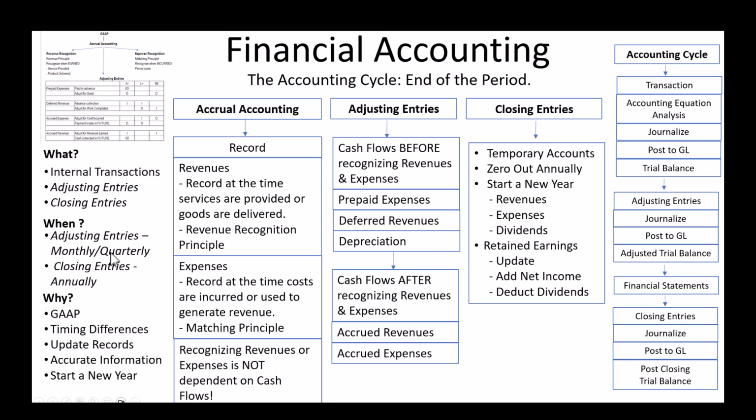Once the adjusting entries have been journalized and posted to the general ledger, we need to make certain that debits equal credits by preparing an adjusted trial balance. The data for the adjusted trial balance comes directly from the general ledger ending account balances. Once completed, the adjusted trial balance provides the necessary information to complete the financial statements. All financial statements draw their data from the adjusted trial balance.